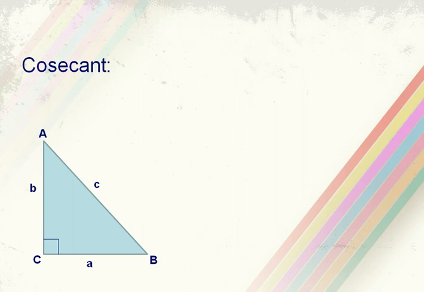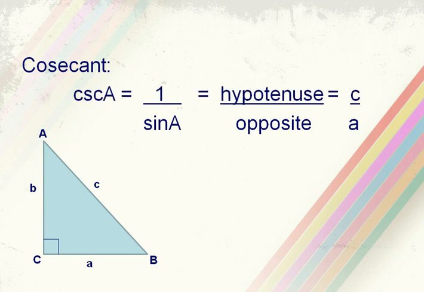For cosecant, we are just inverting, so taking the reciprocal of sine. So rather than opposite divided by hypotenuse, we now take the hypotenuse and divide it by the opposite side, which gives us C over A in this case.